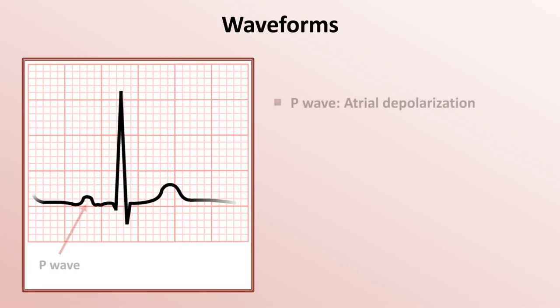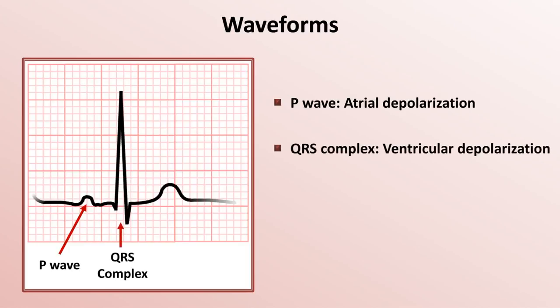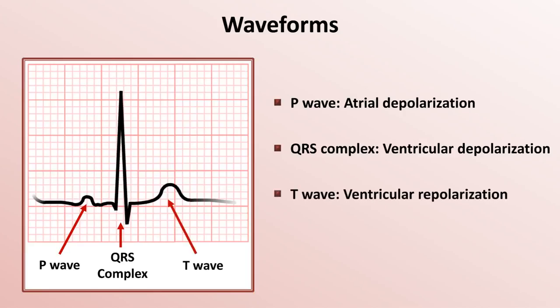The first waveform is called the P wave, which represents atrial depolarization. The tall, sharp spike is called the QRS complex, which represents ventricular depolarization. The third waveform is the T wave, which represents ventricular repolarization. Finally, there is on rare occasion a fourth waveform after the T wave, which is called the U wave, and which is not seen in this particular example. The cause of the U wave is not entirely known, and we'll discuss it more in a future lecture.